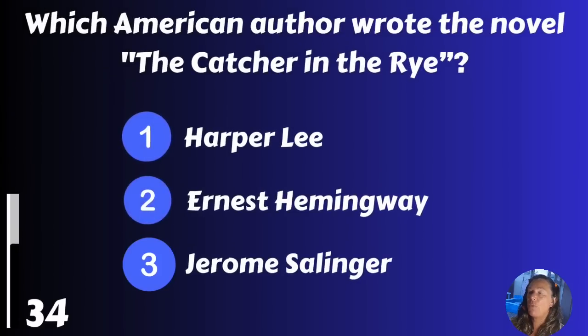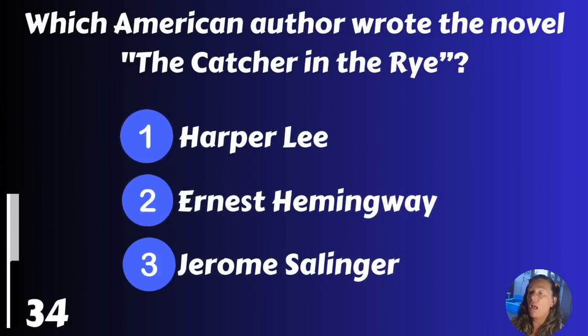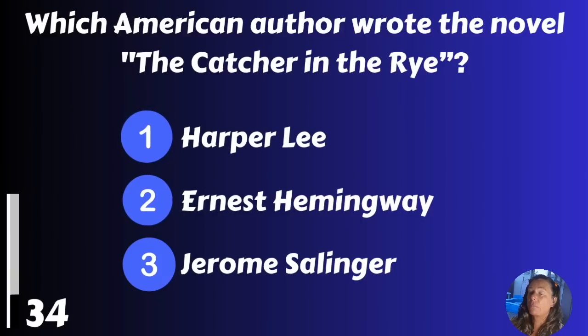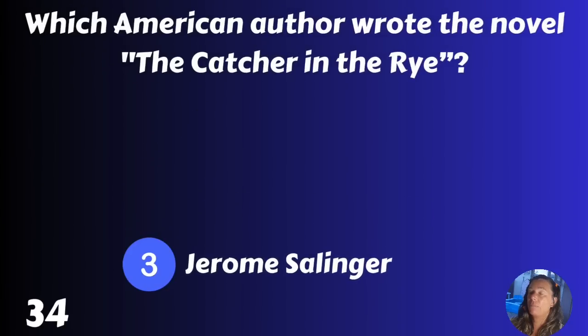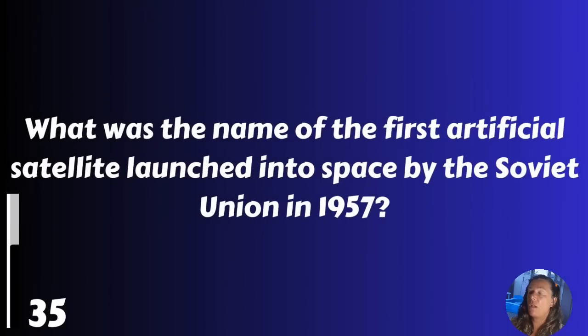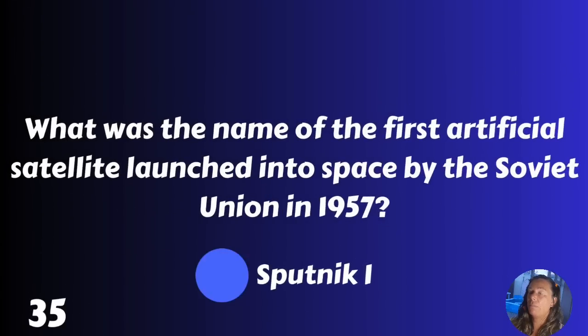Which American author wrote the novel The Catcher in the Rye? Harper Lee, Ernest Hemingway, or Jerome Salinger? Jerome Salinger. What was the name of the first artificial satellite launched into space by the Soviet Union in 1957? Sputnik 1.